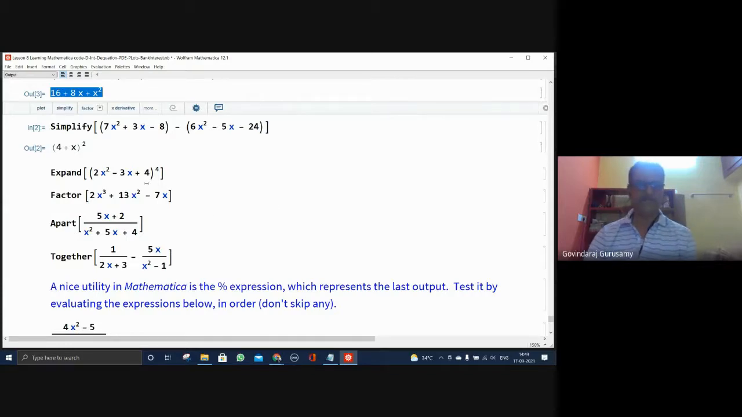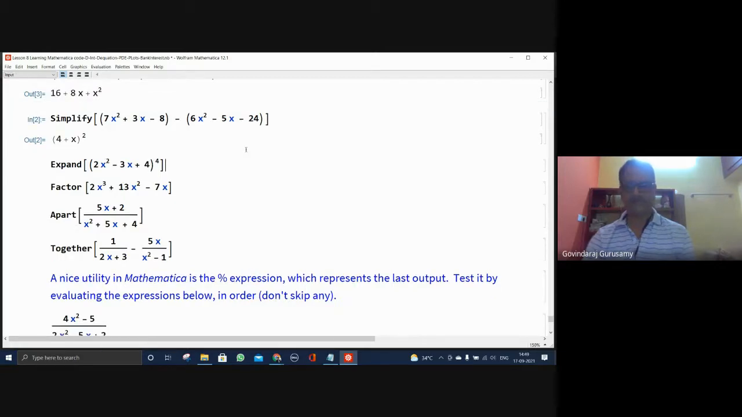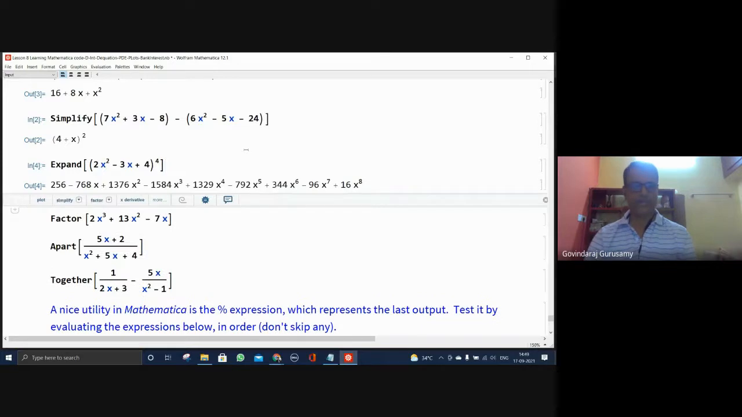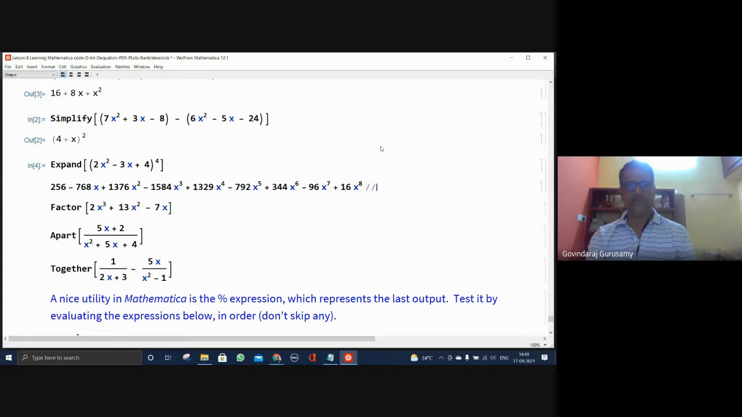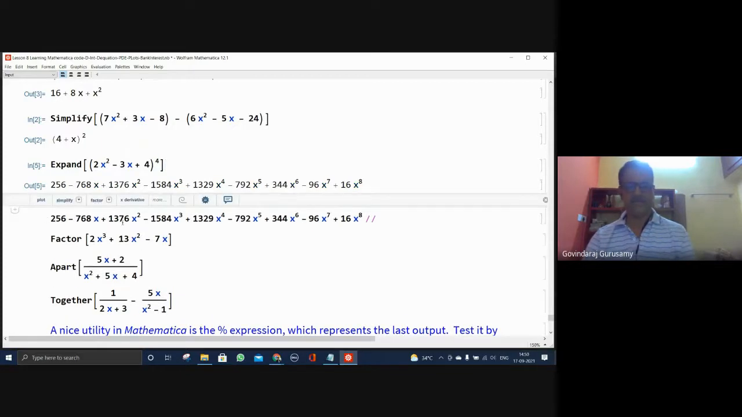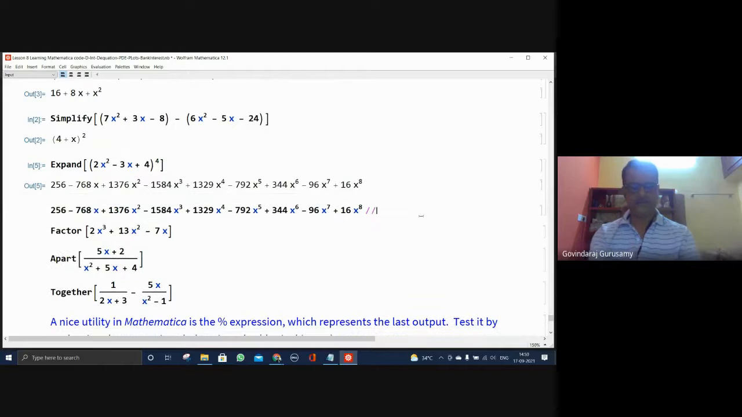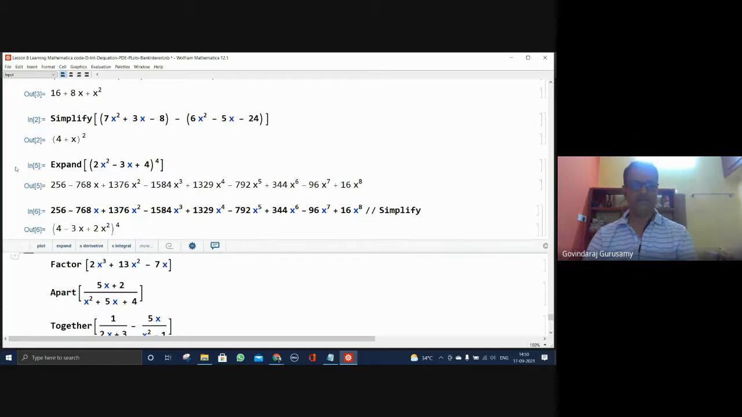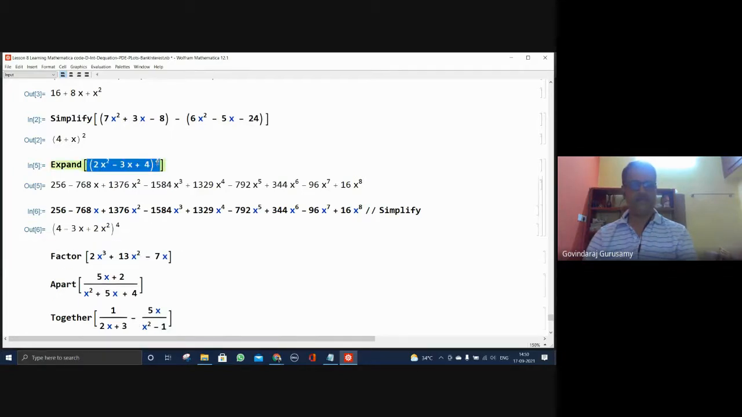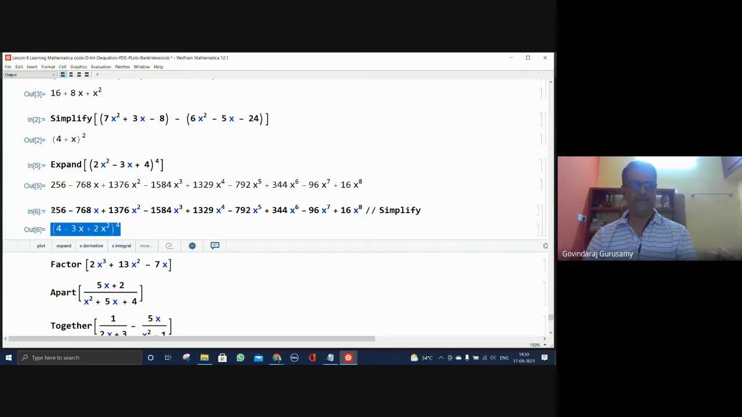Now expand. So minus 2x square minus 3x plus 4 whole power 4 can be expanded. Okay. And this expanded one, suppose I take the output here, and this is the expand result, and I have taken the output as an input here. And if I ask to simplify, I should get back what I have given in the expand. Whatever I have given, I'm able to get it back. After expand, I simplify this.